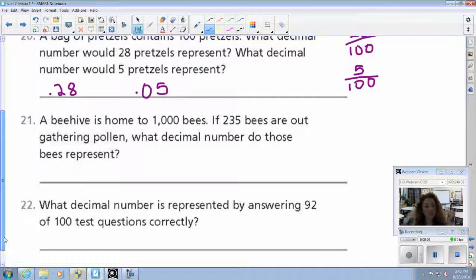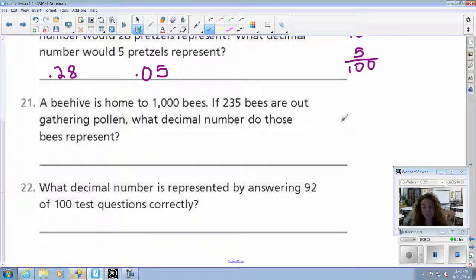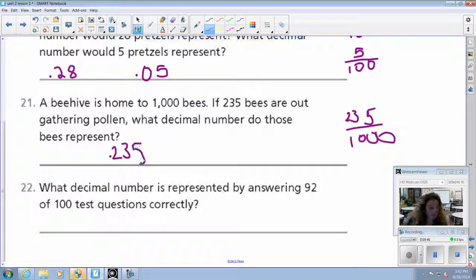A beehive is home to 1,000 bees. If 235 are gathering pollen, what decimal number? So 235 over 1,000. My decimal number would be 235 hundredths. Okay, so I want you guys to give this last one a try. Make sure you can answer it, and we'll see you guys in class.